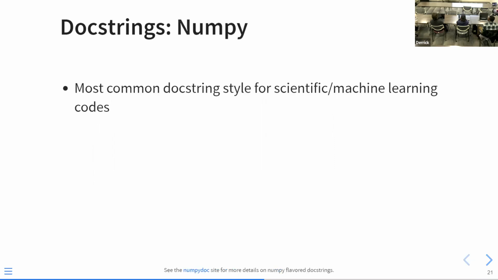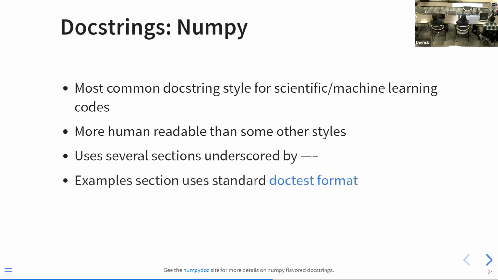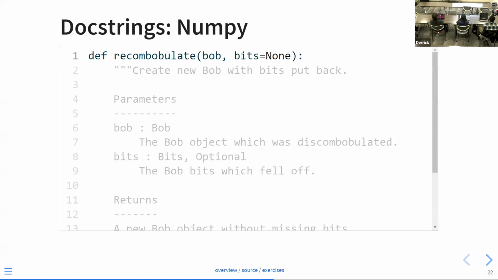So most common, NumPy is the most common for scientific machine learning codes. I think it's the most human readable. There's several sections that are just separated by these dashes, and I'll show you an example here. And then you can also use doctest, which we'll talk about in a moment, which is kind of a way to put some testing into your documentation.